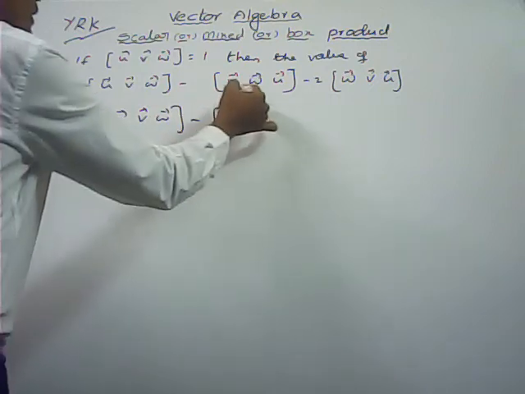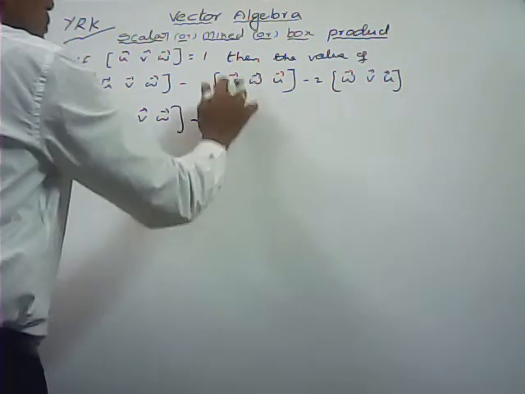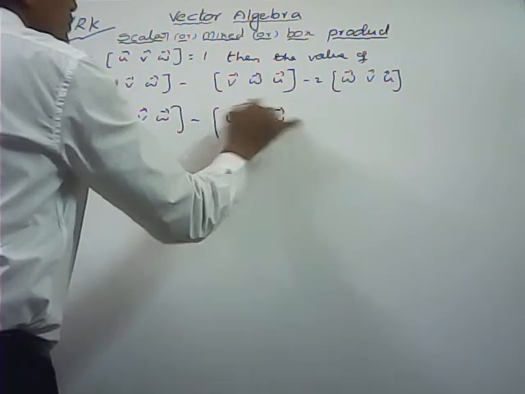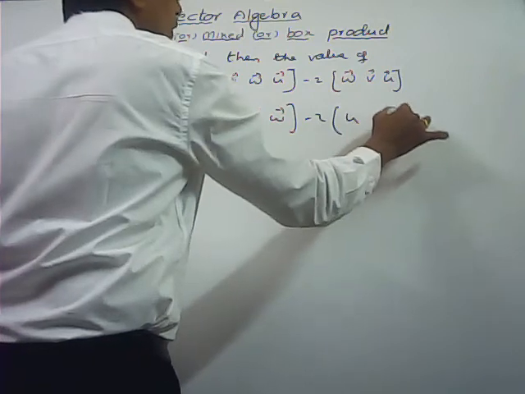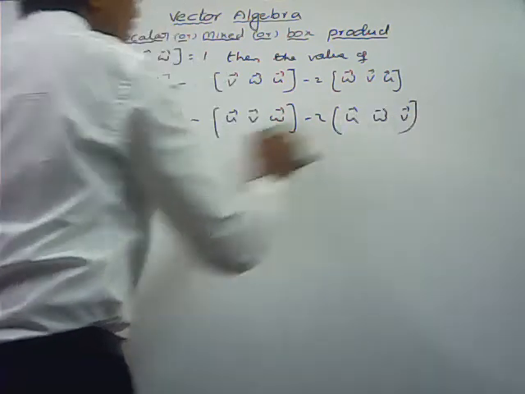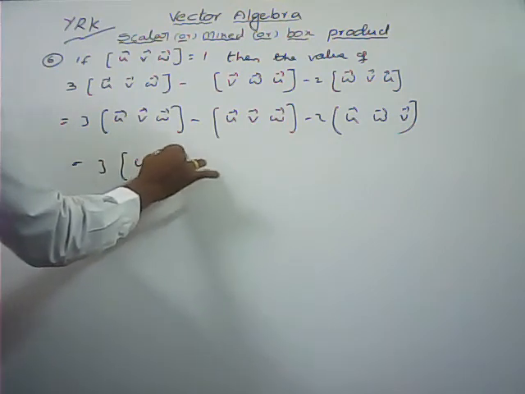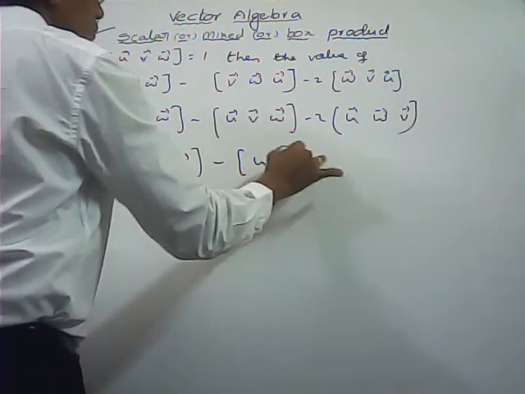Minus, here we can change in cyclic order also, then there is no change in the result. Here we can write UVW also, UVW minus 2 into UWV, that is equal to 3 into UVW minus UVW.